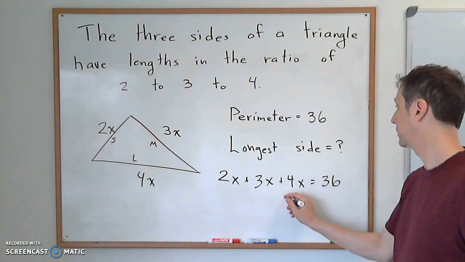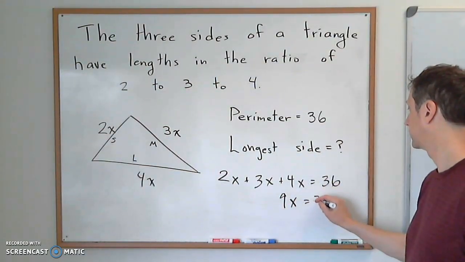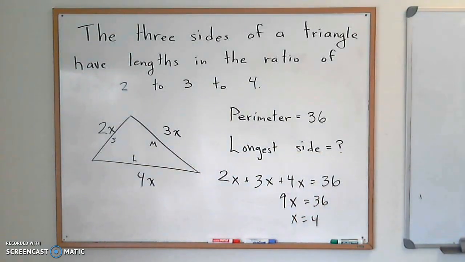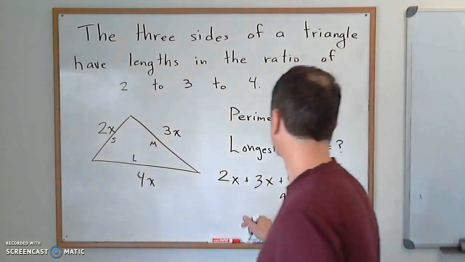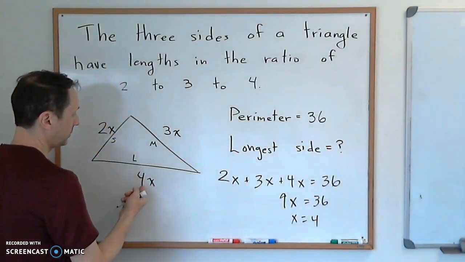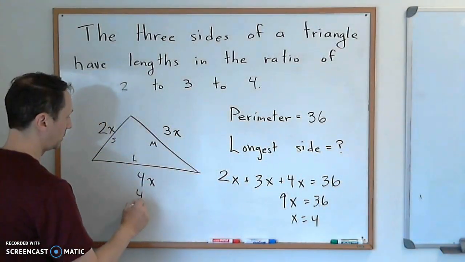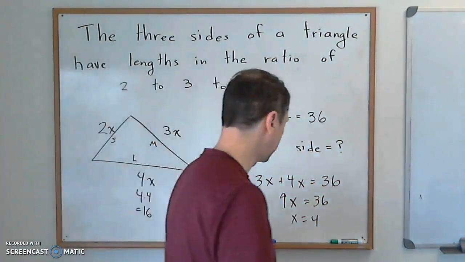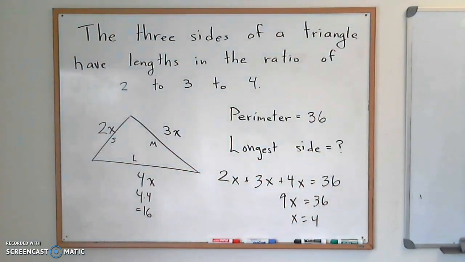If you add these together now, you don't get 9, you get 9x. And that tells you that x itself must be 4. Then if we go back to the triangle, the question was, what is the longest side? Okay, well now we know that x is 4, and 4 times 4 is 16. So the multiple ratio could be very useful for things like this question.